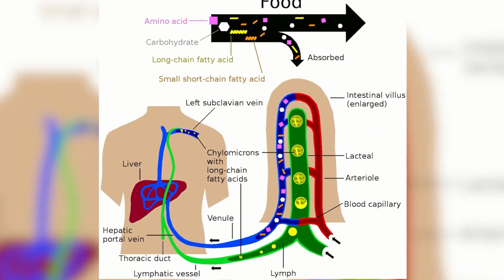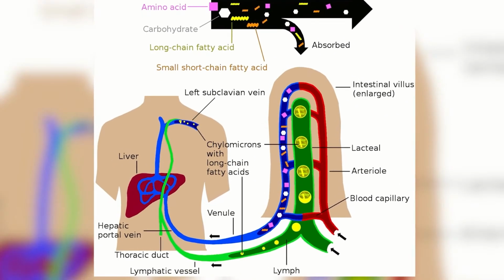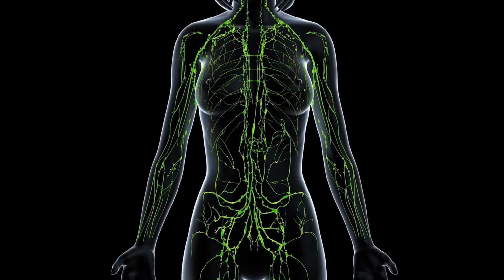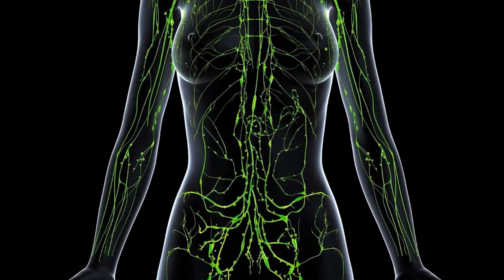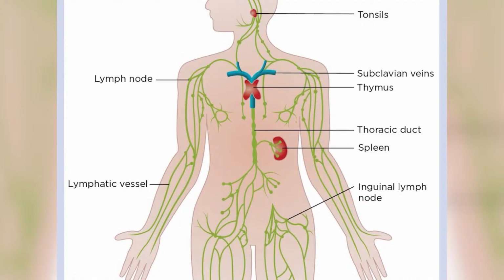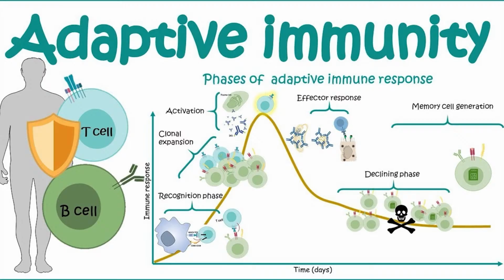It helps to transport fats from the small intestine to the bloodstream, where they can be used as energy or stored. Overall, the lymphatic system is a vital part of the body's overall health and well-being. It helps to protect the body against disease and infection, maintain fluid balance, and play a role in the body's immune response, fat metabolism, and other important functions.